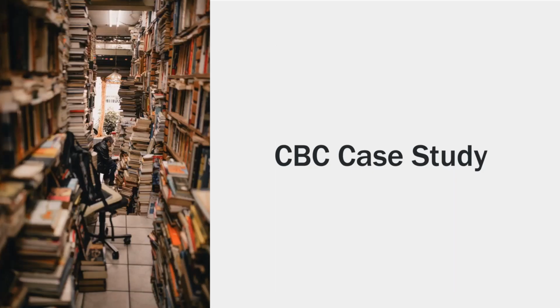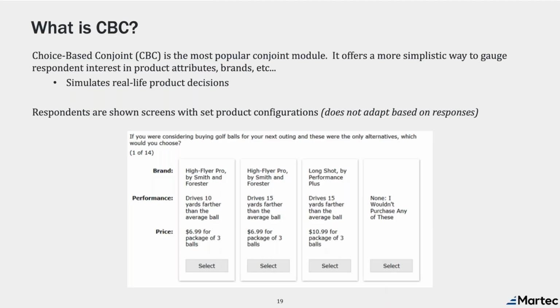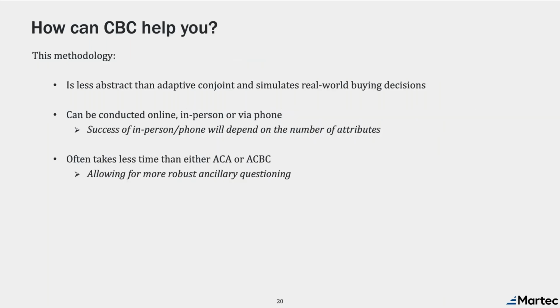So the first case study that we're going to talk about is Choice-Based Conjoint. Just a quick reminder, Choice-Based Conjoint is the most popular conjoint module. In fact, when people generically talk about conjoint, they're most likely talking about Choice-Based Conjoint because it offers a more simplistic way to gauge respondent interest in the various product attributes, brands, etc. Respondents are shown a series of screens with set product configurations similar to that shown on the screen here. So how can this help you?